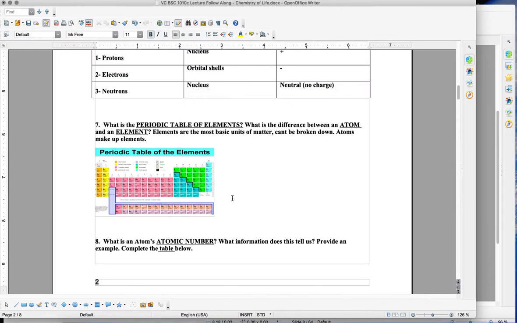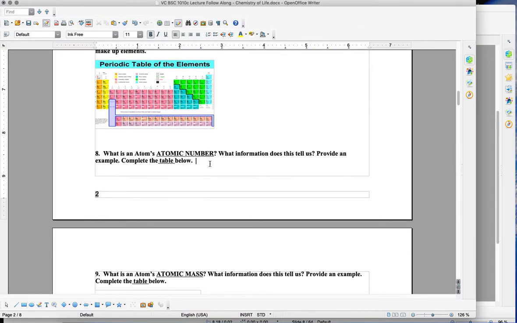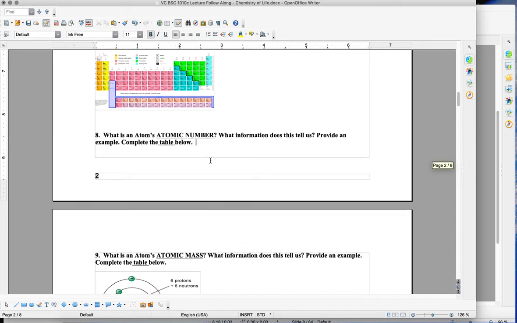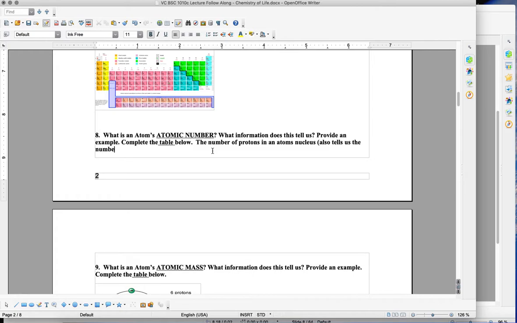So the atomic number is the number of protons in an atom's nucleus. And it also tells us the number of electrons if the atom is neutral.